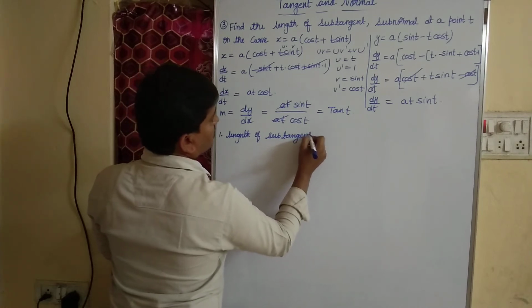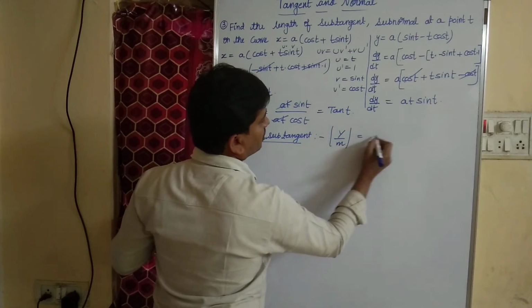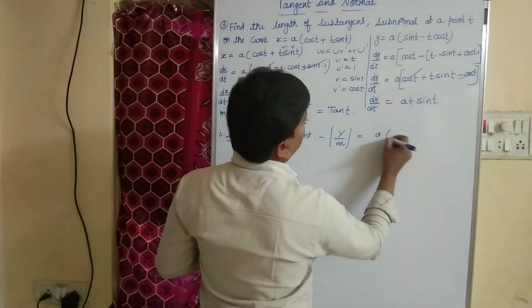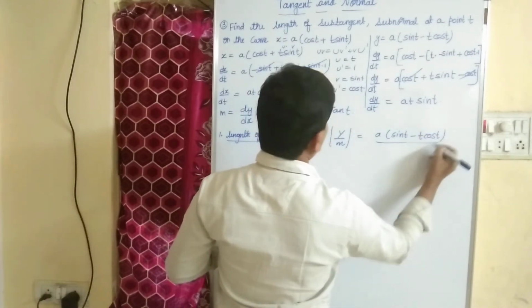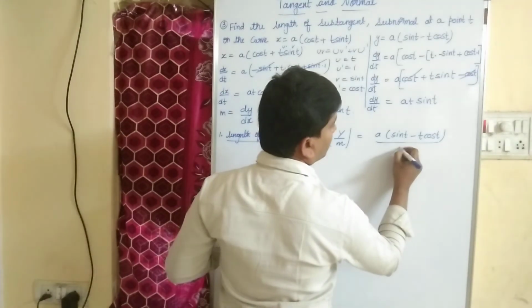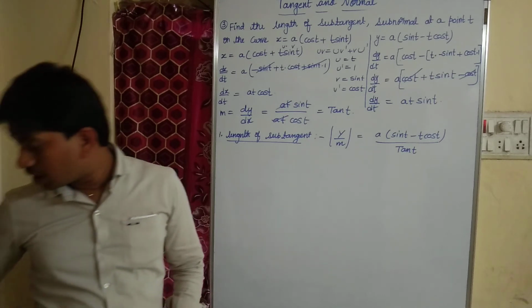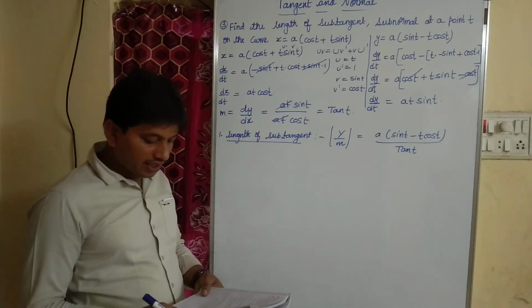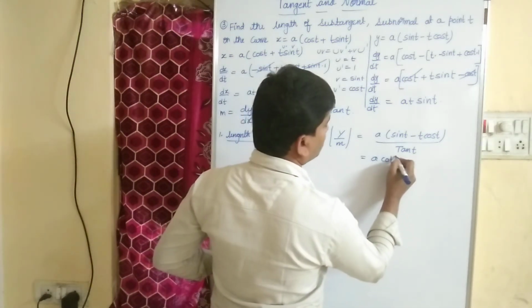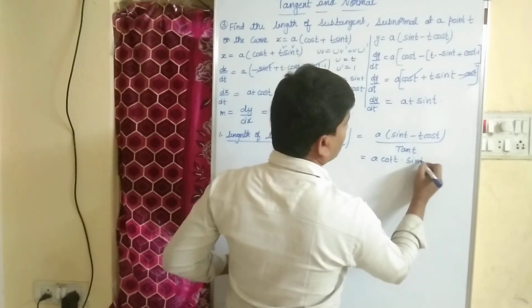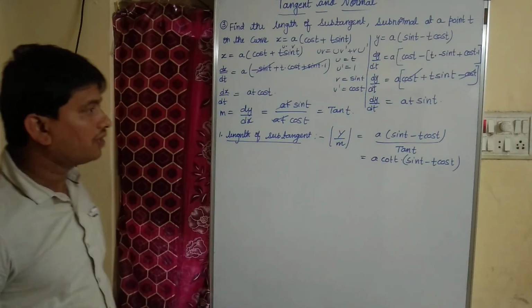What is the formula for length of subtangent? Modulo of y by m. y means a into sin t minus t cos t, divided by m, which is tan t. M means tan t, right? So how can we write this? We can write it as 1 by tan t, I can write as a into cot t into sin t minus t cos t, right? That is our length of subtangent.